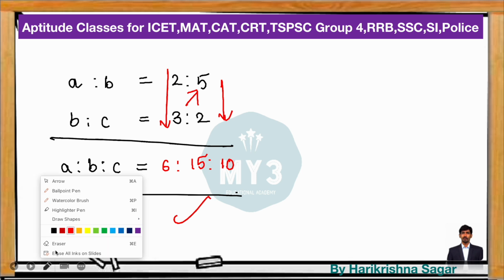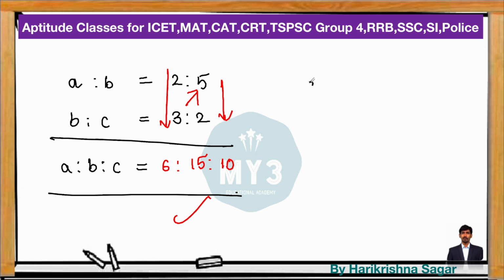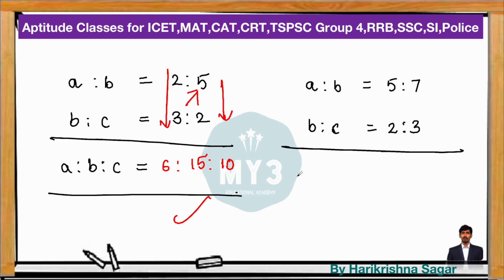Let's take one more question. I hope you understand the trick to answer this question. Just look at this. A is to B is given as 5 is to 7. B is to C is given as 2 is to 3. What is the ratio of A is to B is to C? Can you tell me what is the A value now?